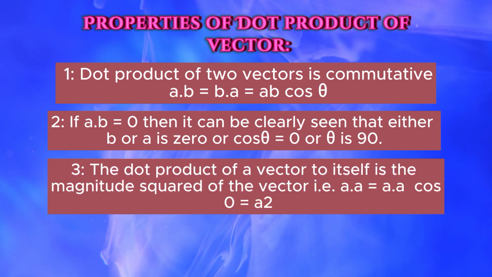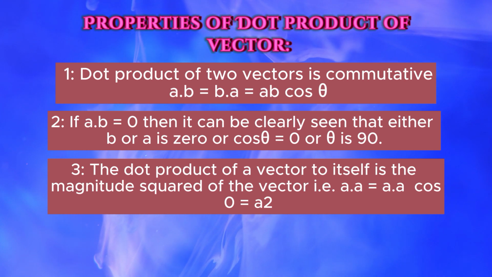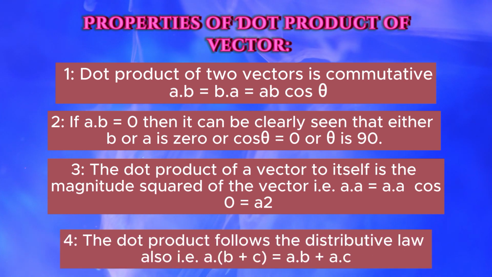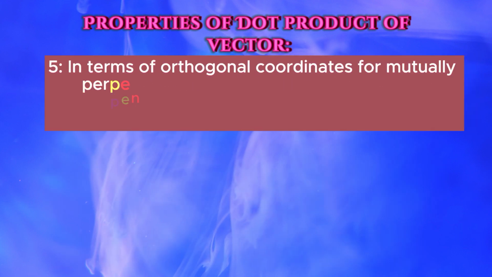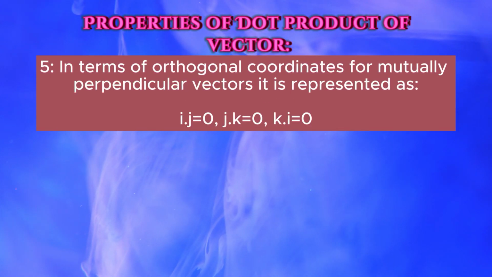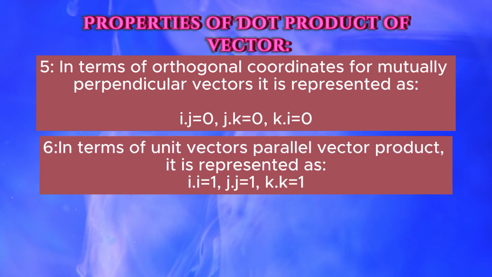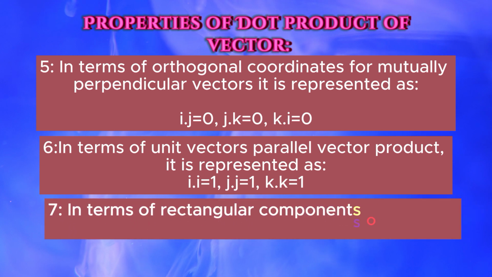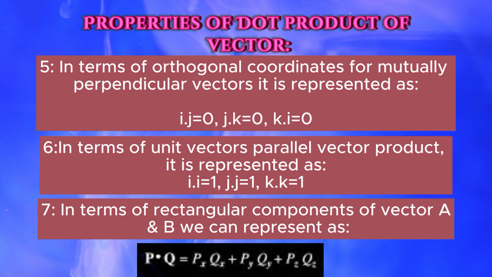3. The dot product of a vector with itself is the magnitude squared of the vector: a dot a equals a times a times cos 0, which equals a square. 4. The dot product follows the distributive law also: a dot (b plus c) equals a dot b plus a dot c. 5. In terms of orthogonal coordinates for mutually perpendicular vectors, it is represented as follows. 6. In terms of unit vectors, it is represented as follows. 7. In terms of rectangular components of vectors a and b, we can represent it as follows.